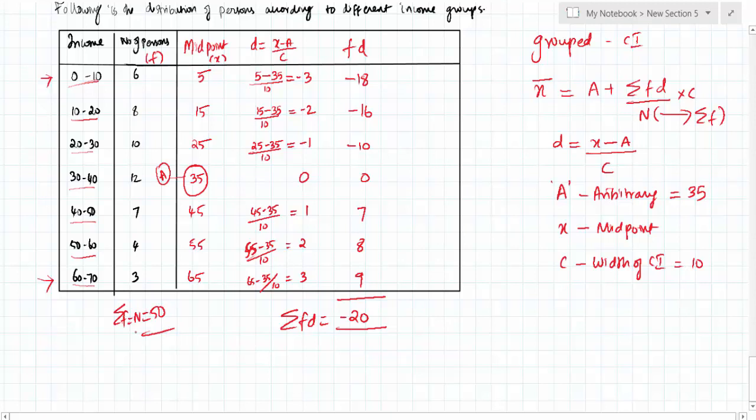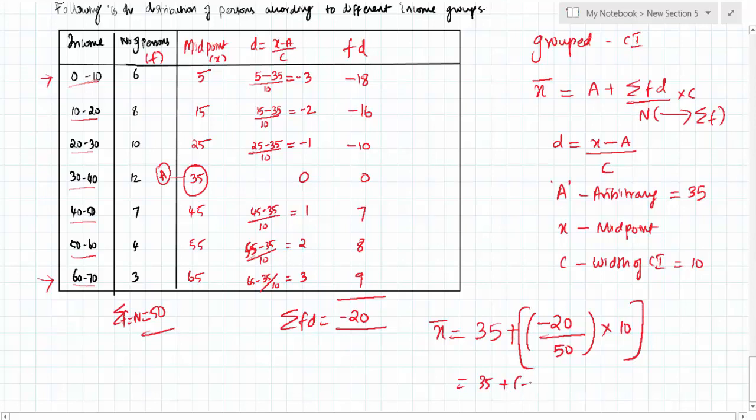Then I have the other numbers, so I can proceed with x bar. X bar is equal to A, the arbitrary number, which is 35, plus summation FD, which is minus 20, divided by N, which is 50. Then I have to multiply this with C, the width of the class interval, which is 10. So this calculation is going to give me the value as 35 plus minus 4. So I get the value as 31. So the mean here, x bar, is equal to 31.